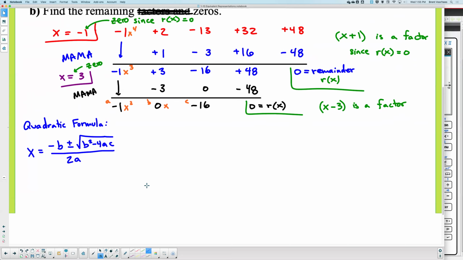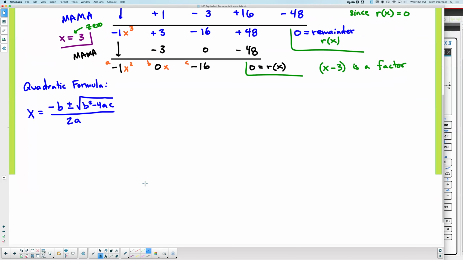Okay. All right, so now let's plug in our numbers so we can start to find out where our imaginaries are and finish off this problem. Okay, negative b. What's my b value? I have them right up here. 0 plus or minus square root b squared. What's b? 0 minus 4 times a. What's my a? Hey, y'all should be looking right here. That's where a, b, and c are. Negative 1. What's my c? Negative 16. All divided by 2 times negative 1. Good.